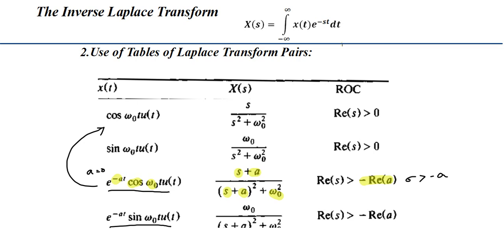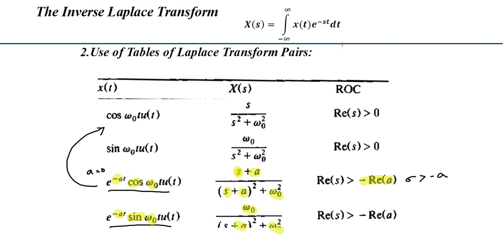If it is a cos signal, there will be an s term in the numerator. If it is a sine term, there is only a constant term. So we can see omega 0 in both. And if it is minus a, there will be s plus a.